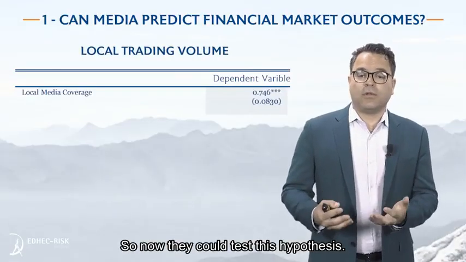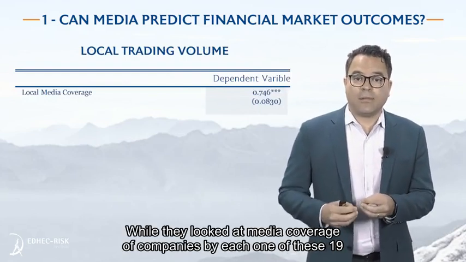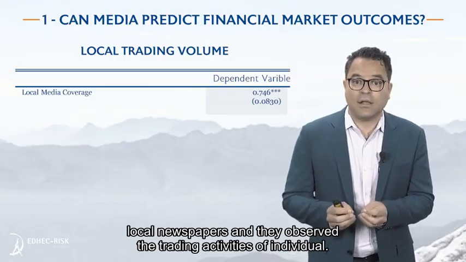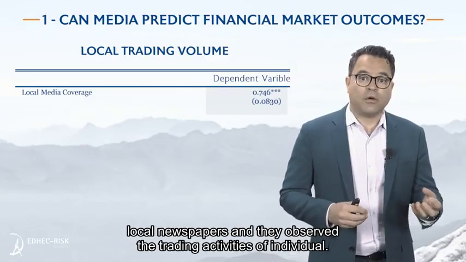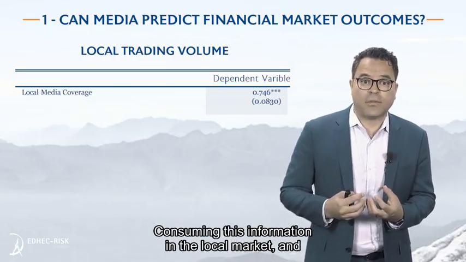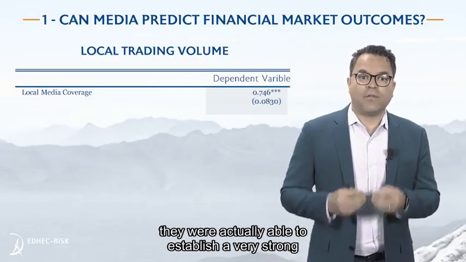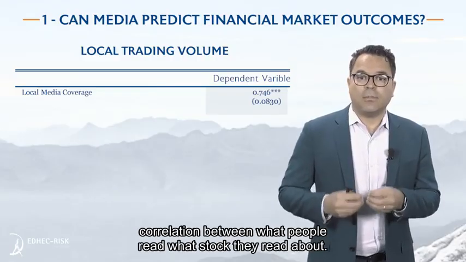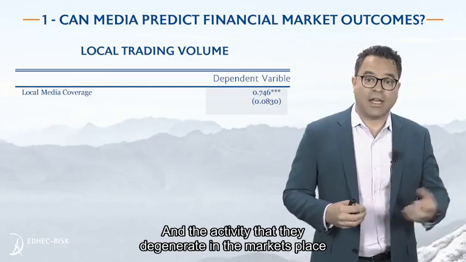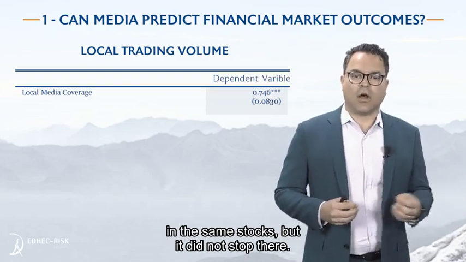So now they could test this hypothesis. Well, they looked at media coverage of companies by each one of these 19 local newspapers, and they observed the trading activities of individuals consuming this information in the local market. And they were actually able to establish very strong correlation between what people read, what stock they read about, and the activity that they generate in the marketplace in the same stocks.